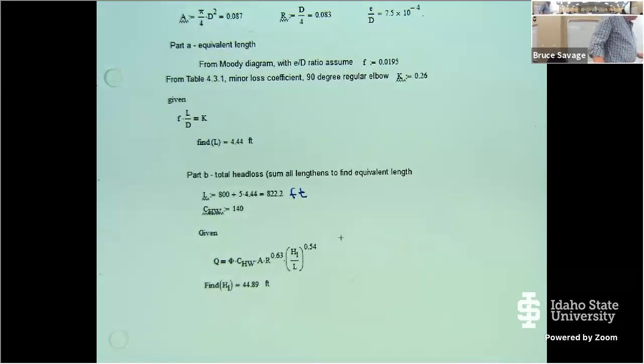Is the equivalent length the 4.4 or the 822? Each elbow has an equivalent length of 4.4 feet, but I have 5 elbows in my system, so I multiply by 5 to give me a total equivalent length of 822. Any questions about that?